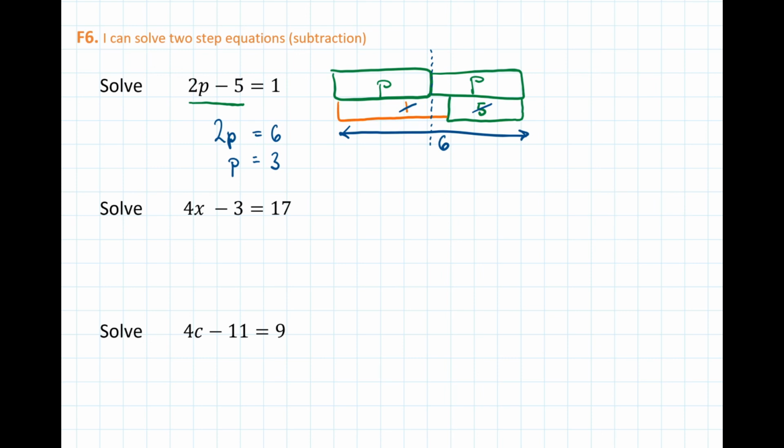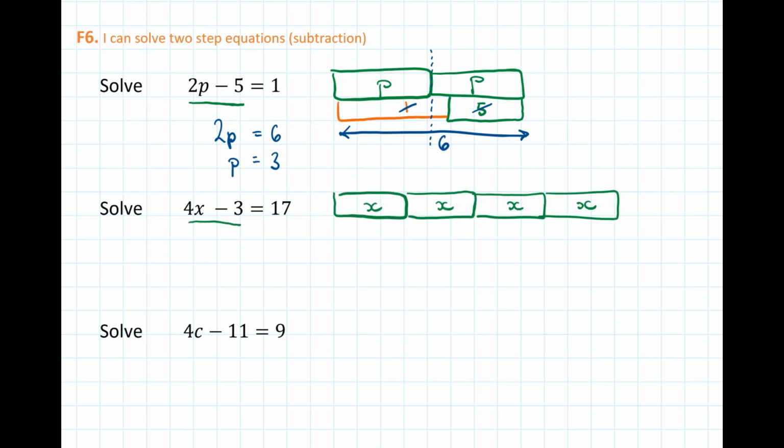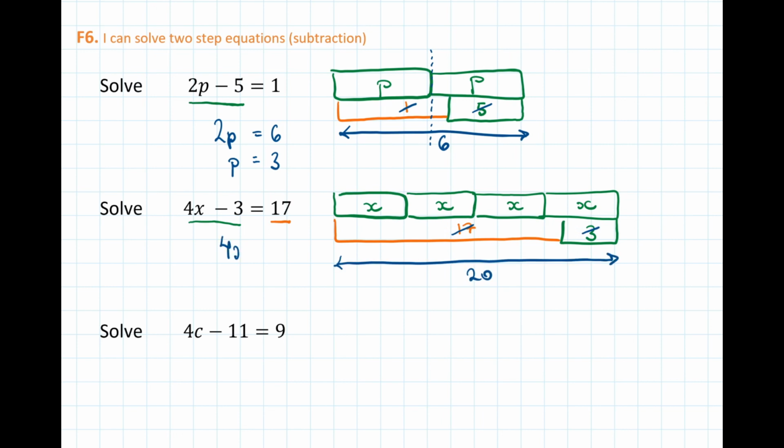Looking at the next example, we can again draw the bar model. 4x take away 3 will be my left-hand side. So we draw 4x, and we take away 3. And the remaining part on the right-hand side will be 17. The next step is to realize that 17 and 3 add up to 20, which is equal to 4x. So we can say that 4x equals 20. Then we need to work out how much is 1x. To work out 1x, we notice that 4x is going into 20, therefore 1x will be 20 divided by 4, which is 5.